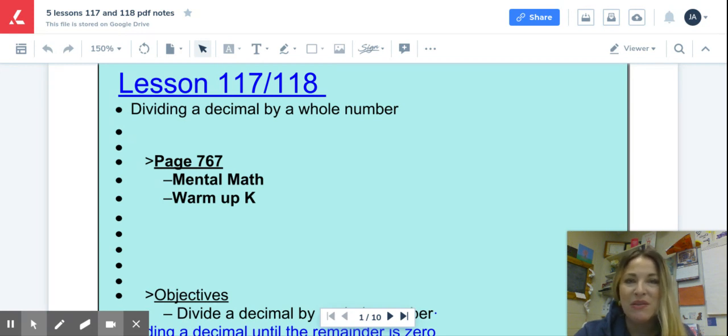So what do you do when you divide by a power of 10? You don't actually have to do any dividing at all. You're just moving or shifting your decimal to the left. So let's go ahead and get started. This is a little bit of a longer one. Anytime we combine lessons together, they get a little lengthy, and I'm going to try my best to do this as quickly as I can.